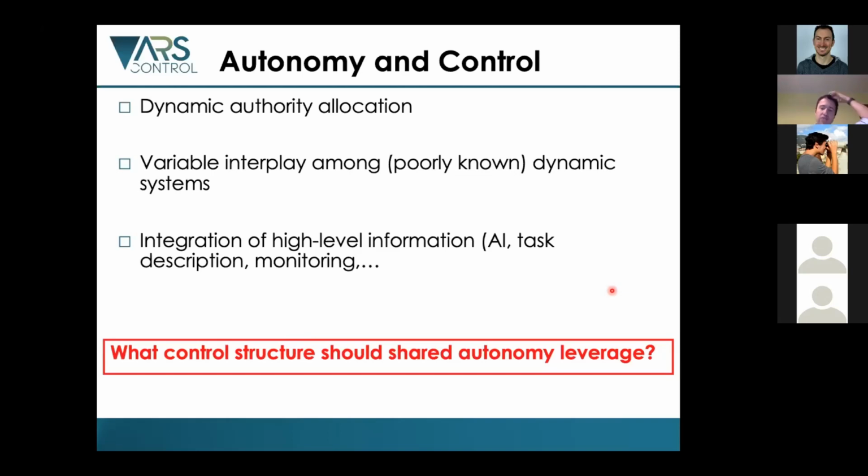So the question I would like to discuss with you today is: what is the control structure that shared autonomy should leverage? It's very nice to have a high-level description, and to decide who has to do what depending on what happens and on the desire of the human. But below that, what is the control structure that has to take care of keeping everything working in a sound and safe way?